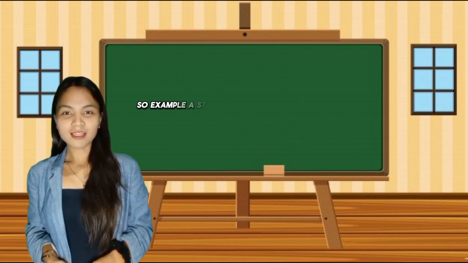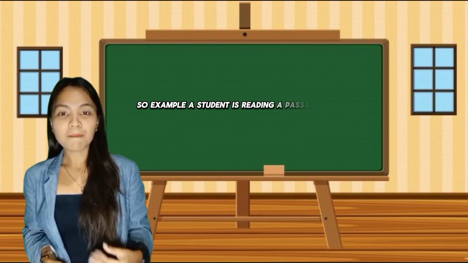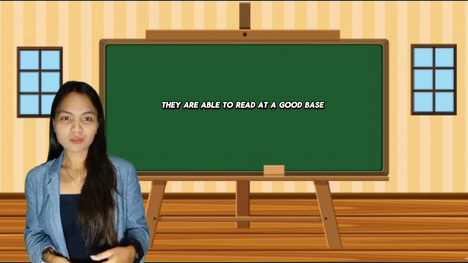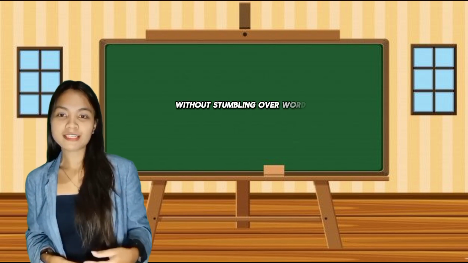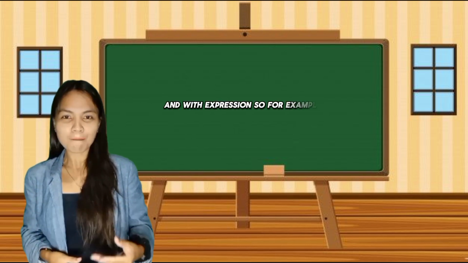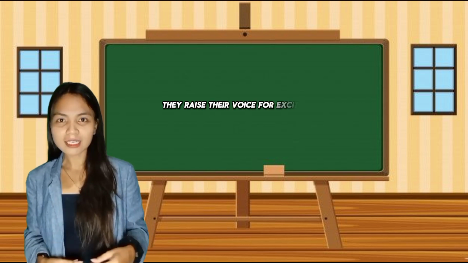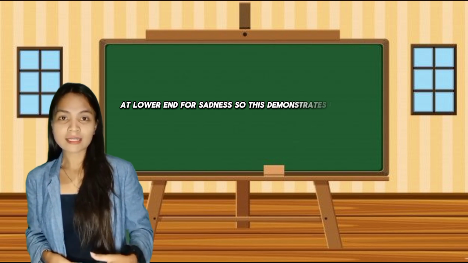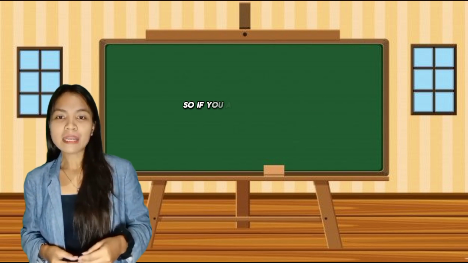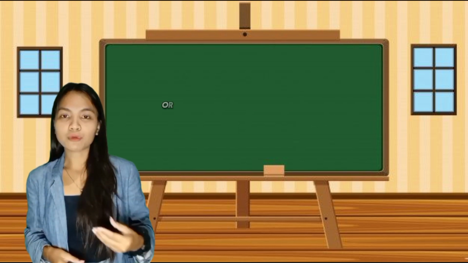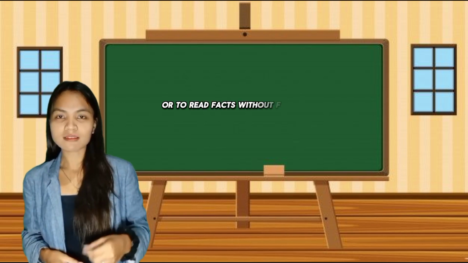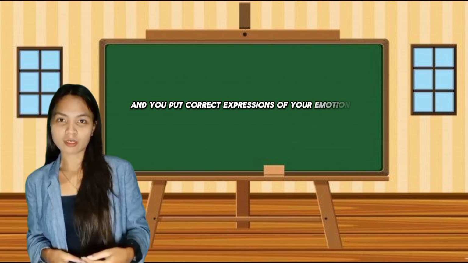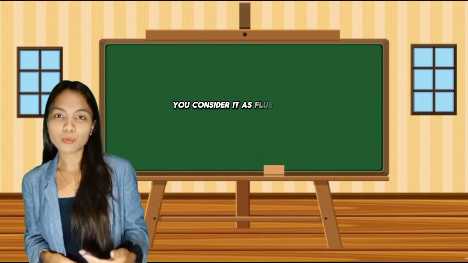For example, a student is reading a passage aloud. They are able to read at a good pace without stumbling over words and with expression. For example, they raise their voice for excitement and lower it for sadness. This demonstrates fluency. If you are able to speak or read text without stumbling and you put correct expressions of your emotions, you are considered a fluent reader.